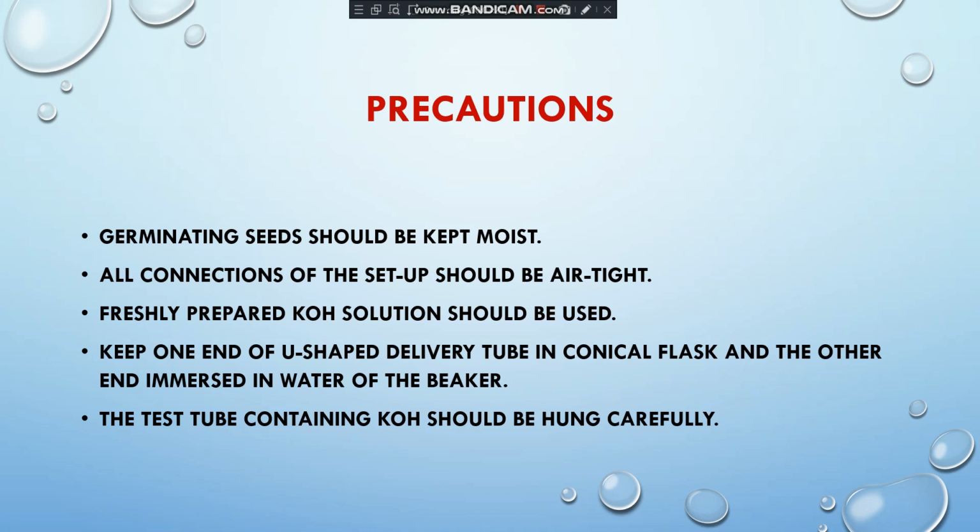Now the precautions are there. What precautions do we have to keep? The first precaution is that the germinated seeds we are taking should be kept moist. You are studying from the beginning that for germination, what is required? Air and water. Air they get from the atmosphere, and they should be moist, then only the seed will germinate. The second one is that all the connections of the setup should be airtight, then only we can give this conclusion that carbon dioxide is released during respiration.